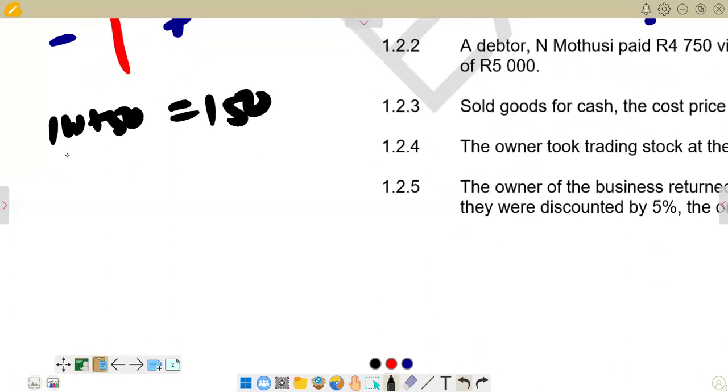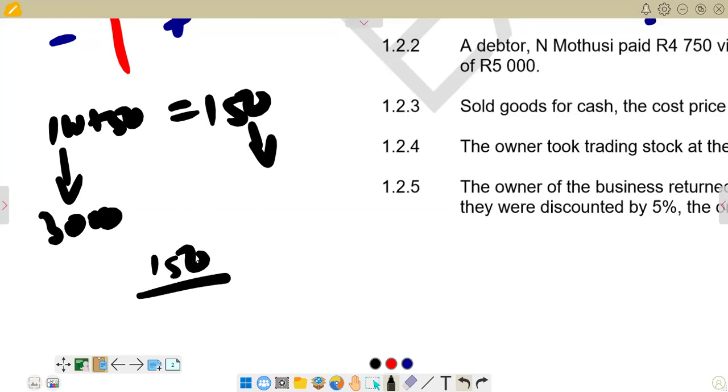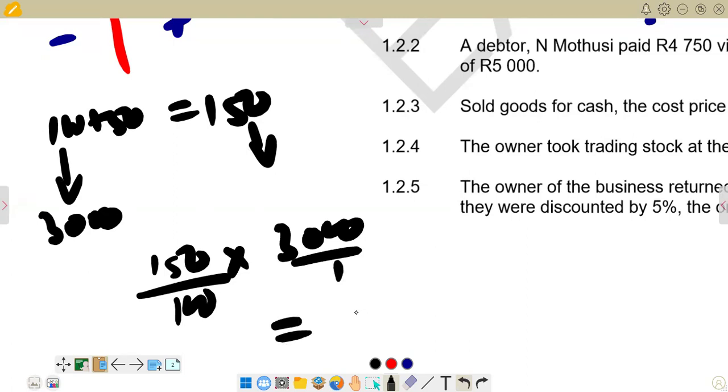So here we are given our cost price is 3,000. The figure that we want is the selling price, 150%. So we can just make a proportion there by saying what we don't have, 150, is the figure that we are looking for, over 100 that we are given, then you multiply by 3,000 over 1. And then the answer that you are supposed to get there is 4,500 as the selling price. So this is our selling price.